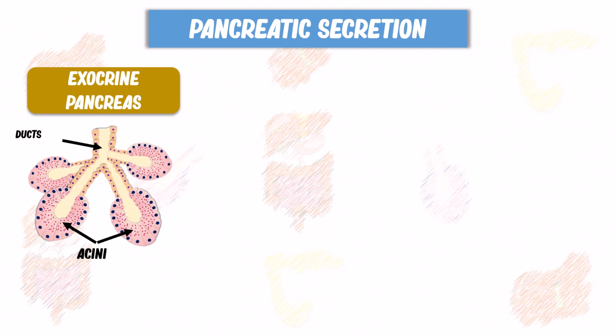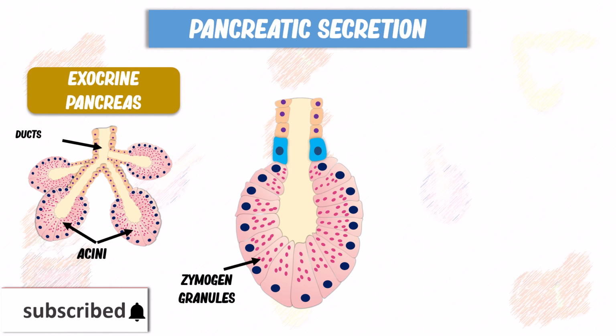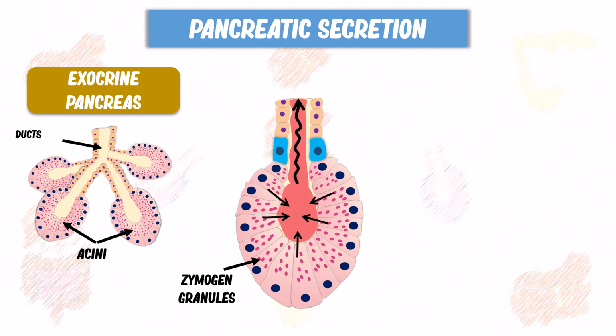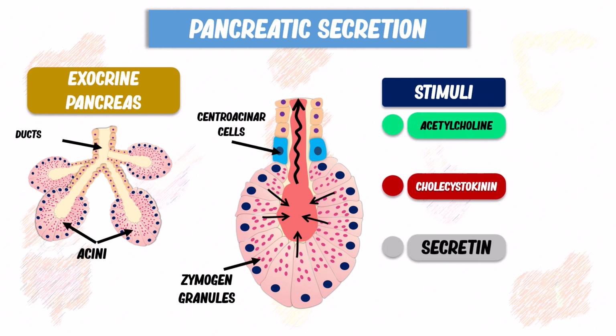The exocrine pancreas is composed of interconnected acini through a branched duct system. Acinar cells produce enzymes stored in granules as zymogens, or inactive forms. When stimulated, they secrete a fluid containing these enzymes into the acinar lumen. At the junction of the duct and a sinus, centroacinar cells modify the fluid composition by adding bicarbonate, making pancreatic juice alkaline. These cells have receptors for acetylcholine, cholecystokinin, and secretin.